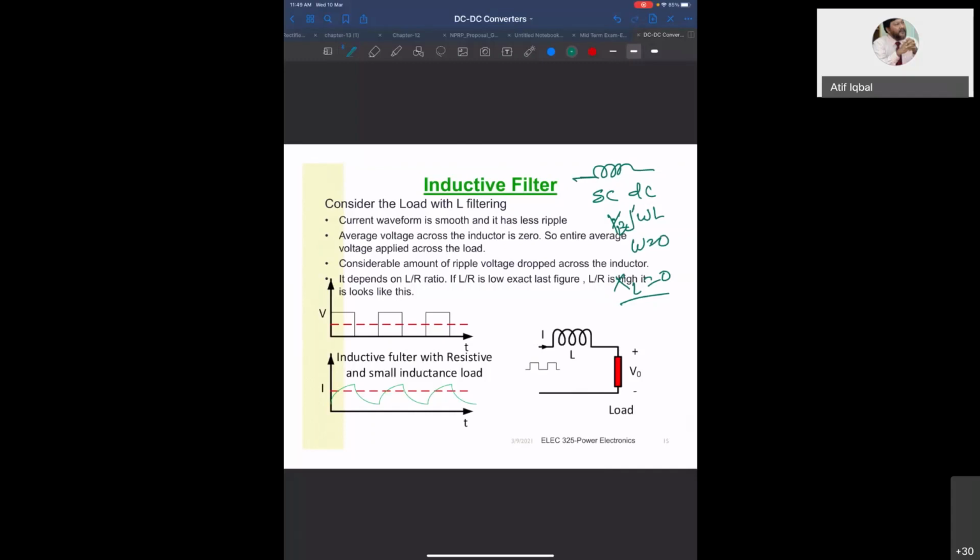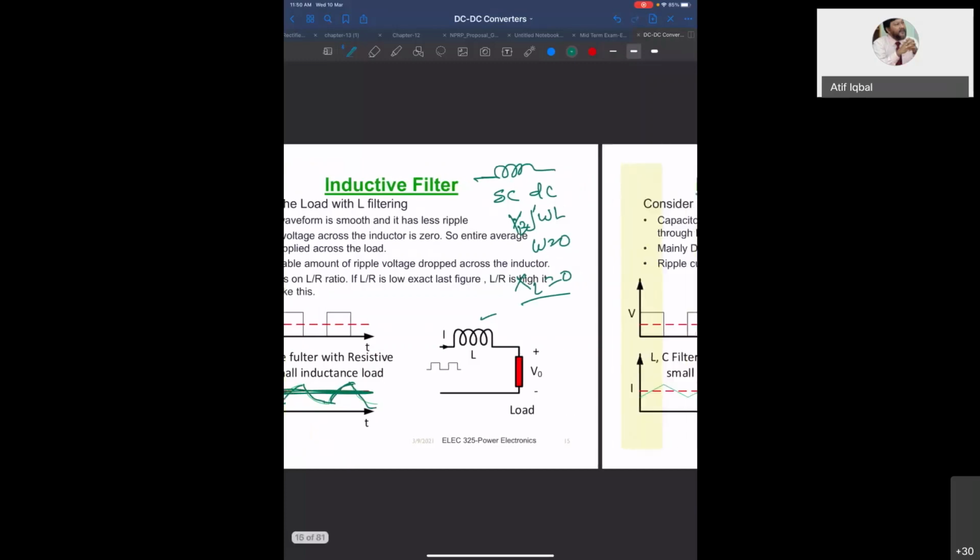So that means it smoothens the current. You see, if you have a high value of L, then the current further improves. And if you have very high inductance, then it will be like a straight line, like complete DC. It will be complete DC.